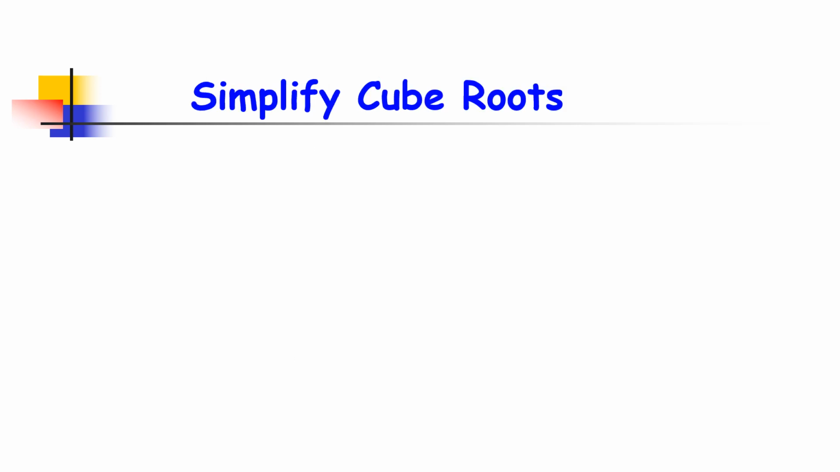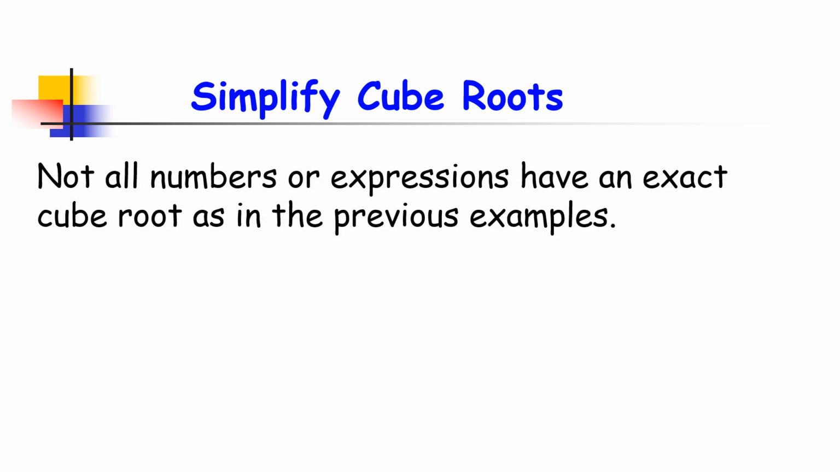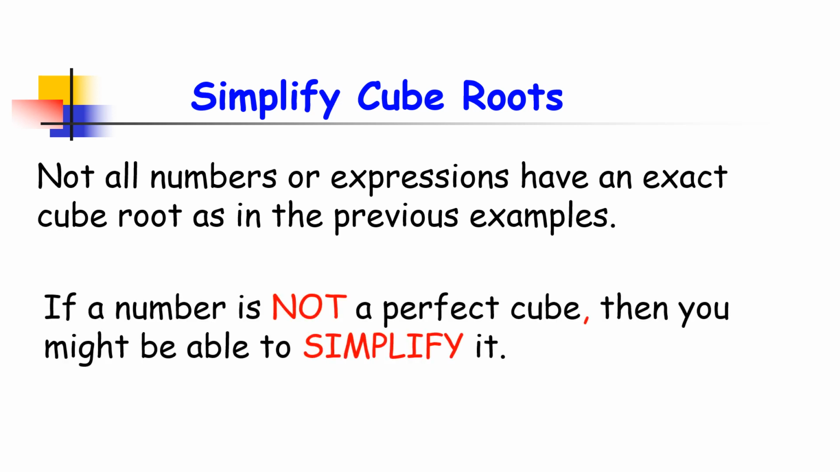So now let us simplify cube roots. There are numbers that are not perfect cubes, but they have one factor that is a perfect cube. Not all numbers or expressions have an exact cube root as in the previous examples. If a number is not a perfect cube, then you might be able to simplify it.